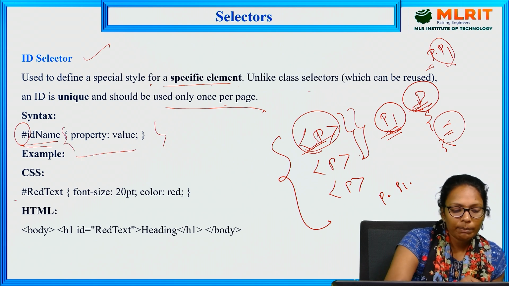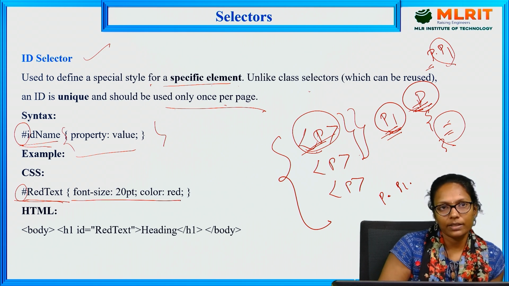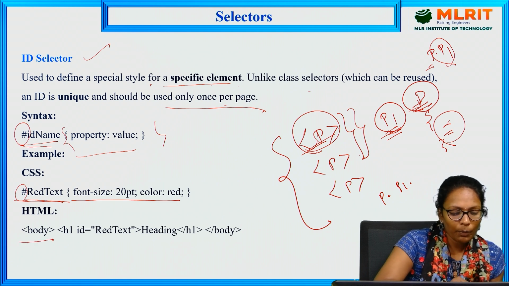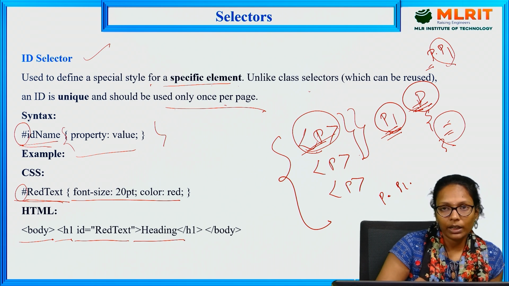So this is an example. What is the ID name? The ID name is red text. For the element whose ID name is red text, provide these properties. So this is the example here. The body tag I'm opening, the H1 tag I'm opening with the ID red text, and I'm writing some content.